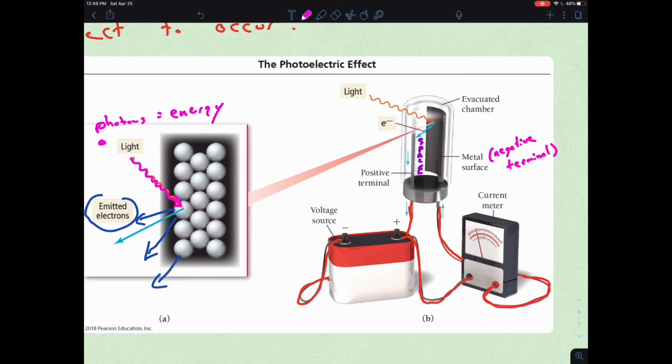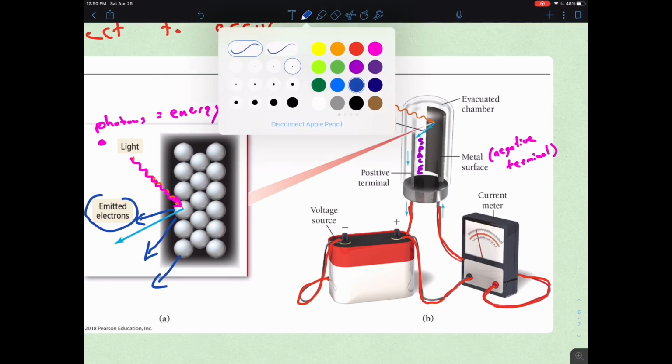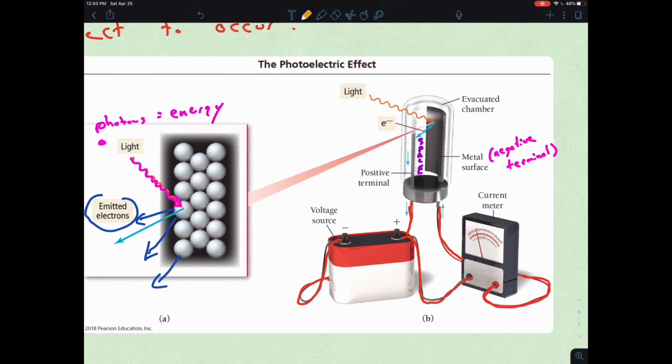In this case, the negative terminal would be our metal surface. So we shine light on this, and nothing happens, right? Nothing happens. And if we keep increasing the frequency, eventually, all of a sudden, we see electrons going across from that metal plate over, and then all of a sudden, we have current being displayed, right? And that's what we're seeing, that there actually is a circuit.